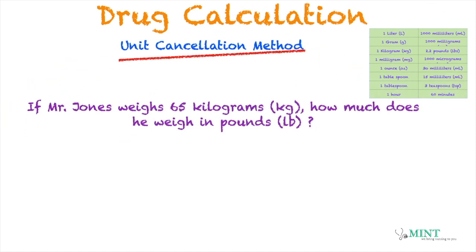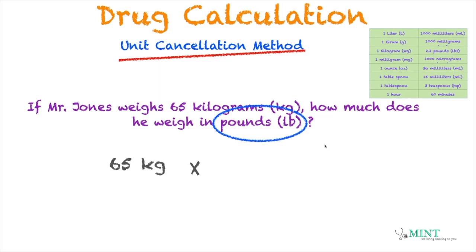If Mr. Jones weighs 65 kilograms, how much does he weigh in pounds? Now, for every problem that we have, the very first thing that we're going to look for is what the problem is asking us. What is it looking for? So in this problem, it would be pounds. Now, the next thing that we're going to do will be to write down what is given in the problem. 65 kilograms times, now we're going to look at our conversion table. 1 kilogram is equal to 2.2 pounds.